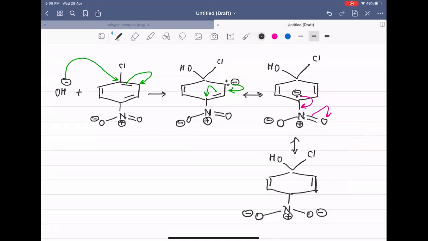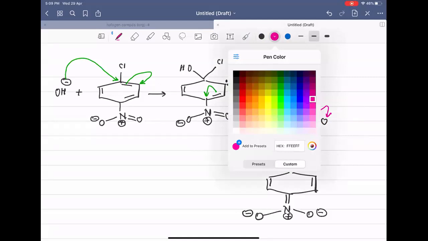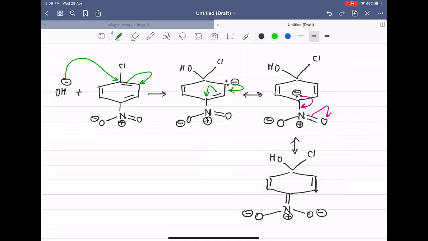So your ring actually loses electrons. Your ring actually has electrons going out of it. And that is the reason why, if you have your nitro group in meta position, it can take the lone pair out. Although you can continue with this now.